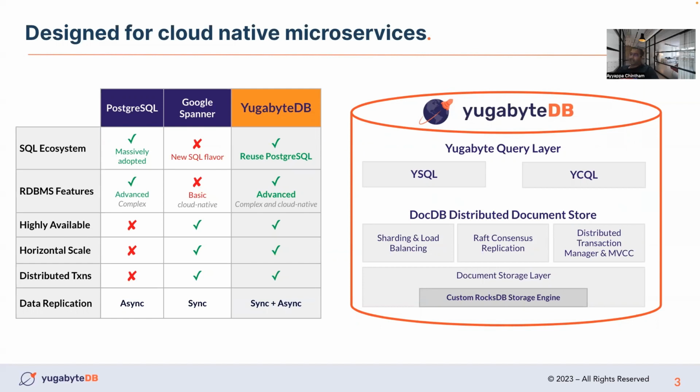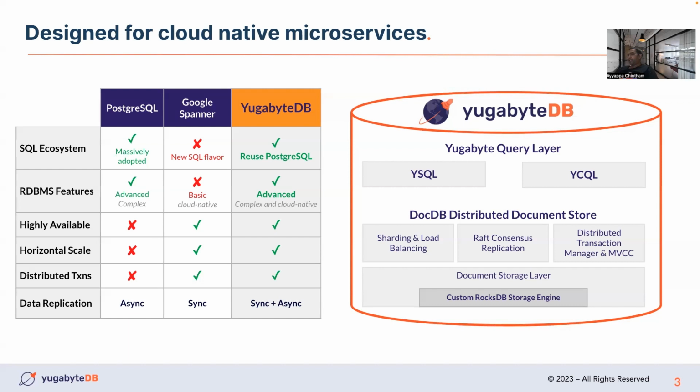Mainly YugabyteDB is inspired by Google Spanner, and it provides a layered approach for distributed SQL. So when I say layered approach, here we're talking about primarily the query layer of the database and the storage layer. So when we talk about query layer, we support YSQL and YCQL. YSQL is for Postgres compatible workloads and YCQL is for Cassandra compatible workloads.